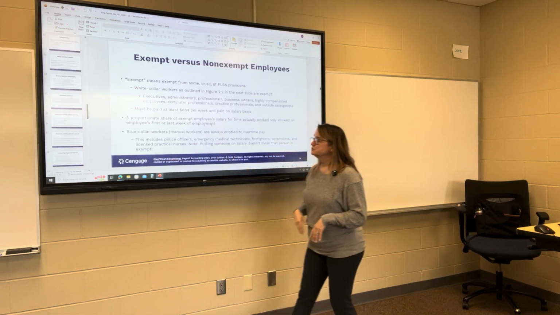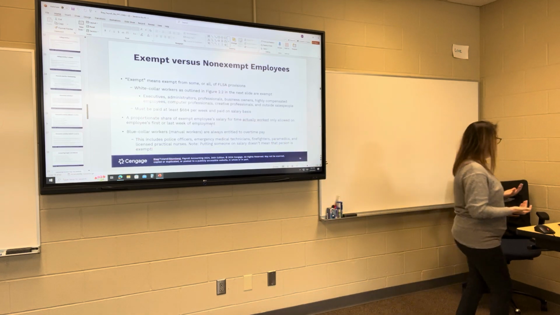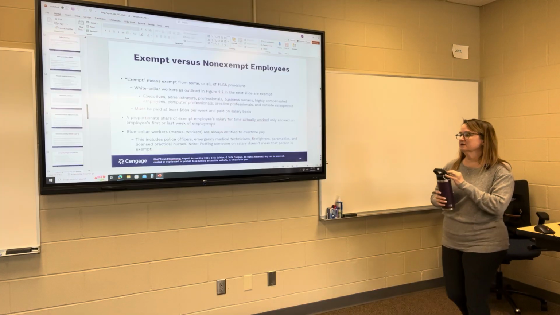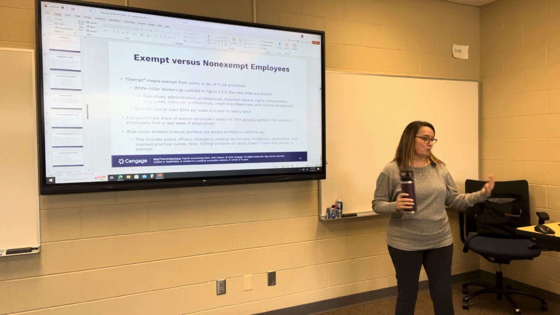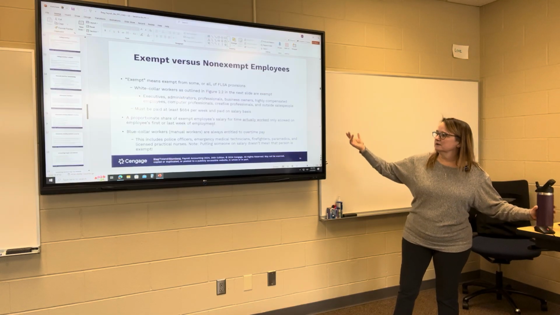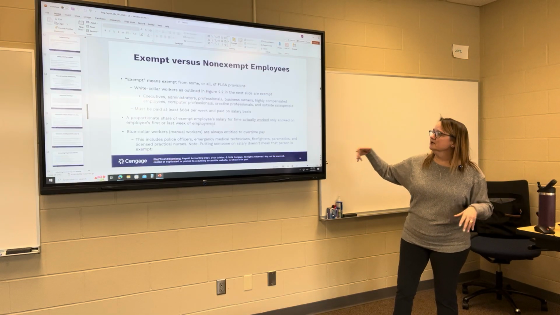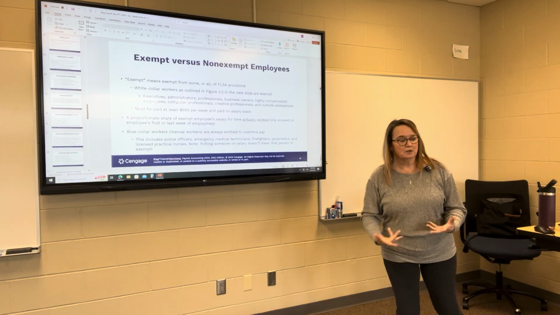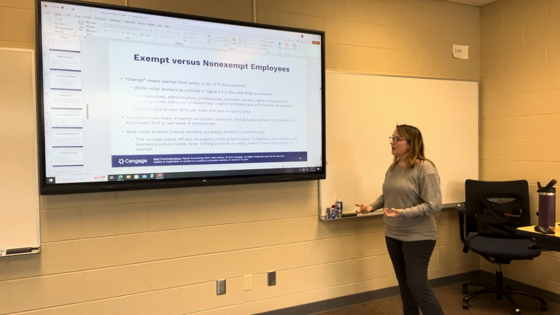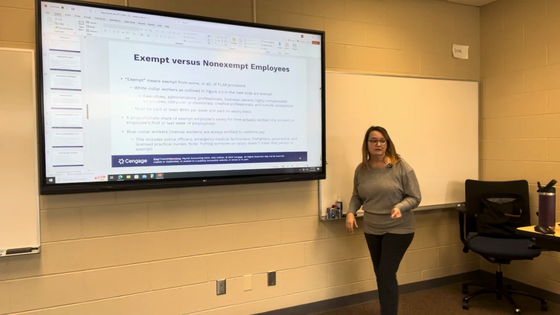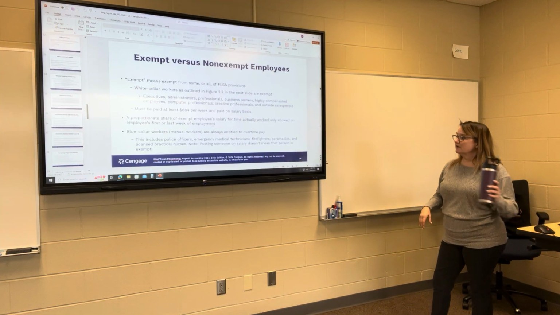Blue collar workers, we usually think of manual laborers. I don't know if you're familiar with those two terms, white collar and blue collar. White collar is kind of a colloquialism for administrative type positions or exempt positions. Blue collar would be for those who work on an hourly basis. If they work on an hourly basis, they're always going to be entitled to overtime pay for hours over 40.